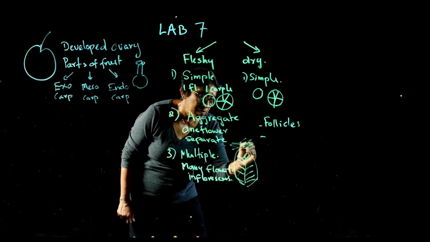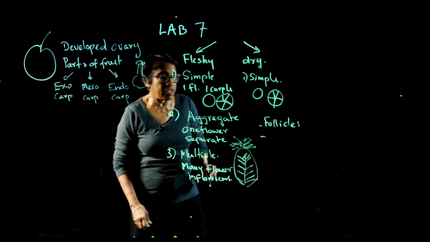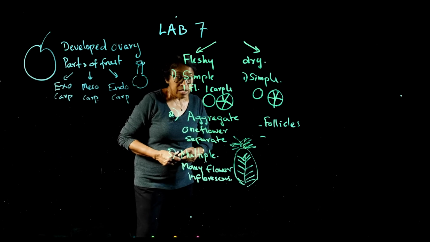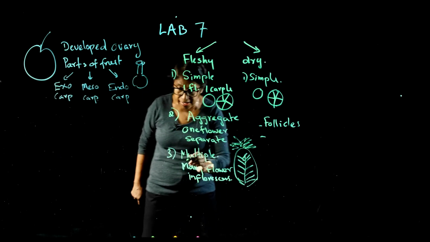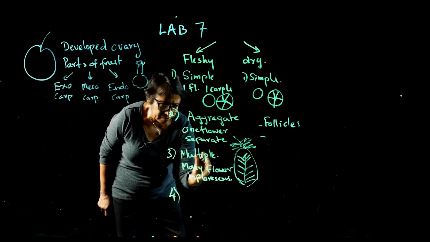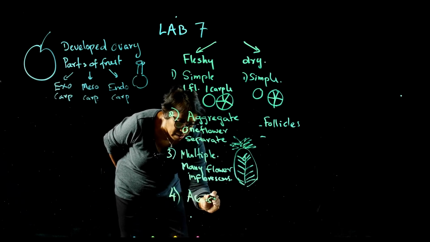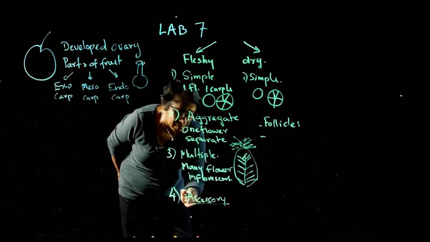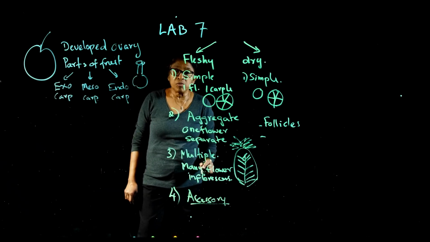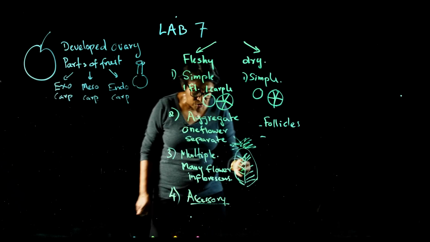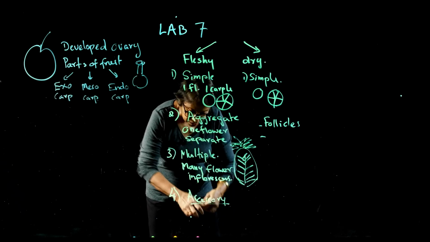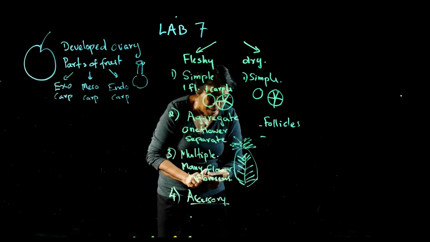Okay, so that is a pineapple or mulberry, a multiple fruit. Then you have accessory fruit. Multiple fruit is an accessory fruit. Accessory fruits are when you have other parts also making the fruit. A very good example we all know, we eat almost every day, is apple.